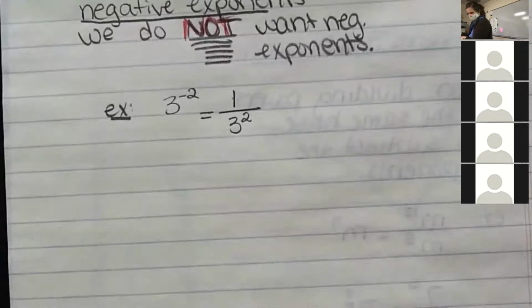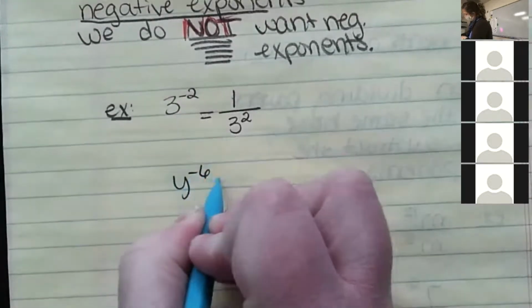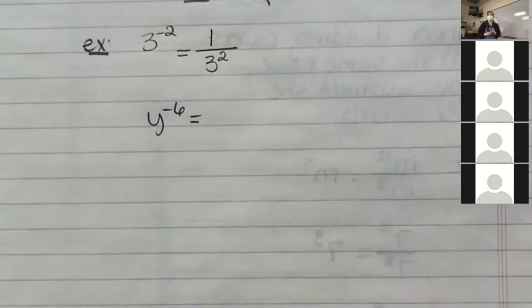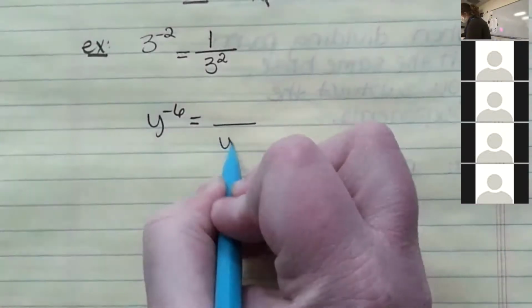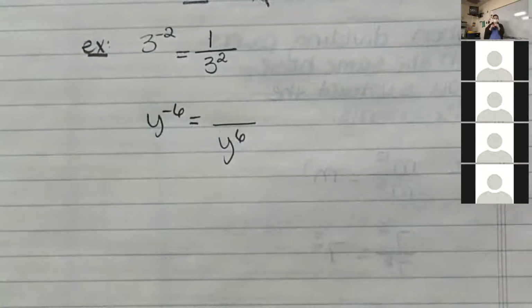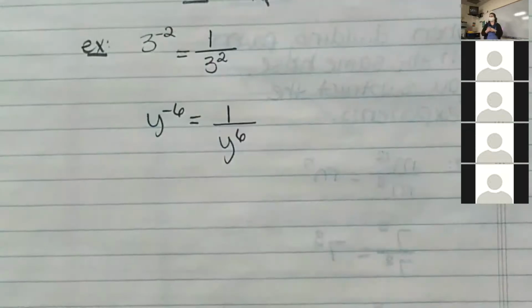Let's do y to the -6. That y is so unhappy. Where should he go? Basement. Down to the basement. Okay, the only thing that changes when you go upstairs and downstairs is the sign on the exponent. And what goes on top? A 1. Good. Beautiful.